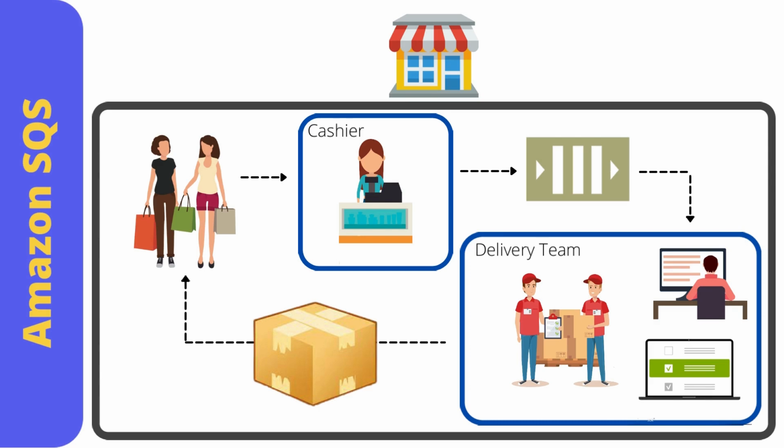When the delivery team is completing the order, the cashier can still continue to take new orders and add them to the queue. For decoupled applications and microservices, Amazon Simple Queue Service, or Amazon SQS, enables you to send, store, and retrieve messages between components. This decoupled approach enables the separate components to work more efficiently and independently.